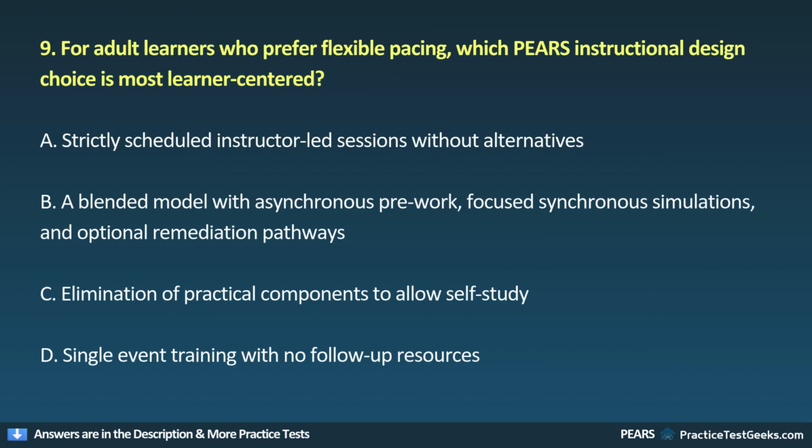9. For adult learners who prefer flexible pacing, which PEARS instructional design choice is most learner-centered? A. Strictly scheduled instructor-led sessions without alternatives. B. A blended model with asynchronous pre-work, focused synchronous simulations, and optional remediation pathways. C. Elimination of practical components to allow self-study. D. Single event training with no follow-up resources.